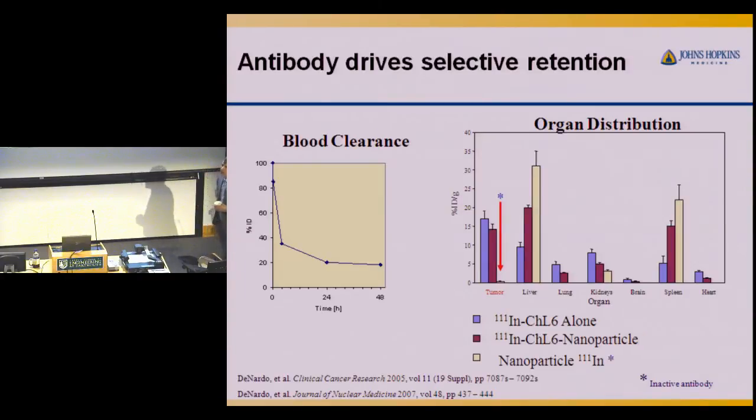We also get some non-specific uptake in the lung, in the kidneys, brain, heart. That's driven by the antibody. So when I look at this, what I see is that the nanoparticle drives uptake in the liver and the spleen primarily. And the antibody non-specifically is deposited in, well, there's some in the liver, in the lung, kidneys, brain, and other organs. And so when you combine the two, you get some sort of statistical average between these two.